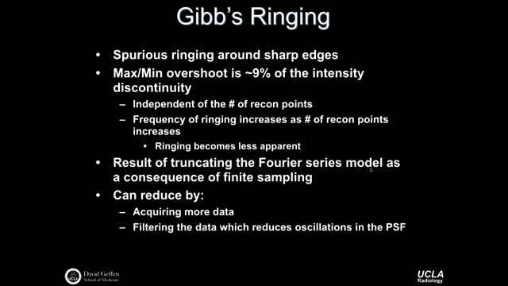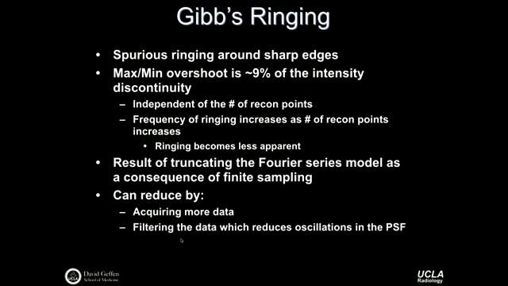Remember, the sum that we're using is a finite sum from minus n over 2 to plus n over 2, big N total sample points. So it arises as a consequence of finite sampling. There are different ways you could reduce it. One is to acquire more data, but that's expensive, so to speak. It takes more time to acquire more data, so that's not always possible.